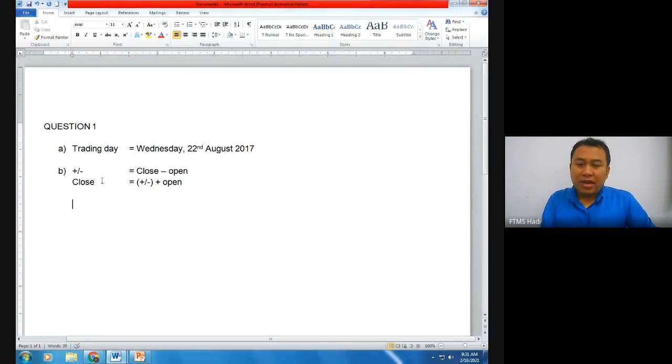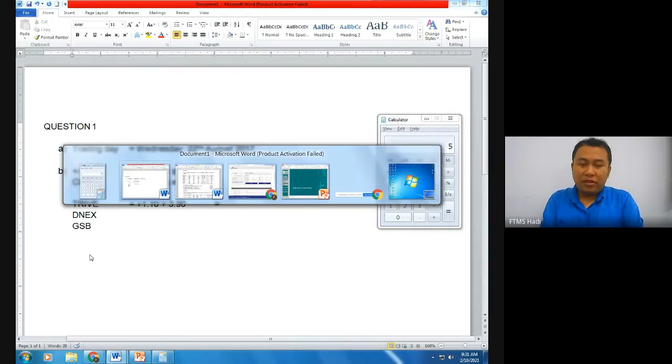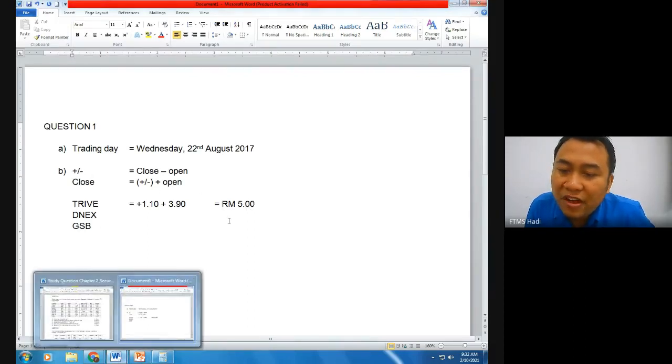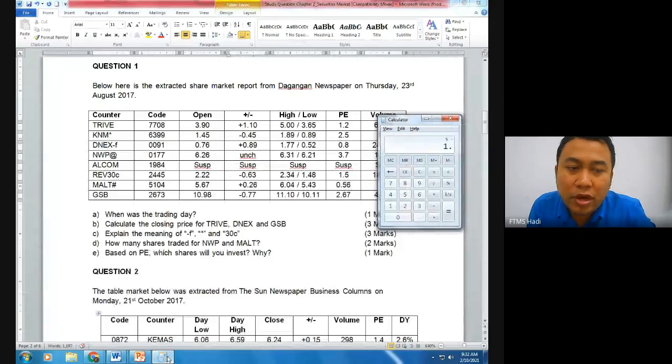Since they want a closing price, there are three companies: TRIVE, DNEX, and the last one is GSB. For TRIVE, your plus minus is plus 1.10, plus with open. Open here is 3.90. So therefore you will get the answer of 5 ringgit. If you do not believe the answer, no worries. Remember, plus minus is close minus open. So 5 ringgit minus 1.1, you get the answer of 3.9, which is similar to this open. So that is the first thing.